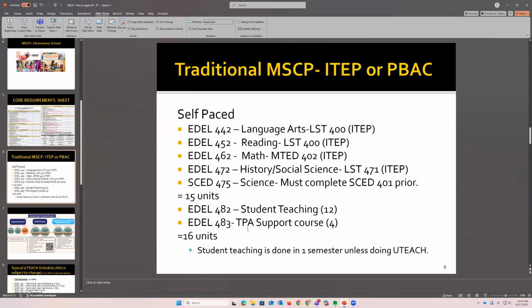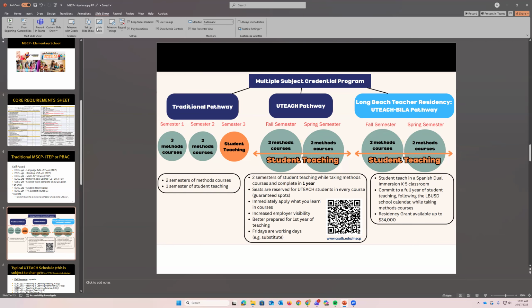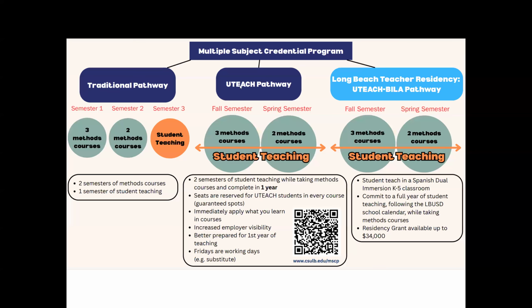So you'll see here, student teaching has a Cal TPA support course. So you'll be enrolled in 1 semester, 16 units. Now, again, this could be done ITEP or post-bac for the traditional pathway. Now, if you want to do the student teaching in 2 semesters, you have the U-Teach option. For U-Teach, you must have all of your BA classes done prior to starting, and U-Teach only begins in the fall term. So you can do U-Teach as an ITEP student or as a post-bac student.